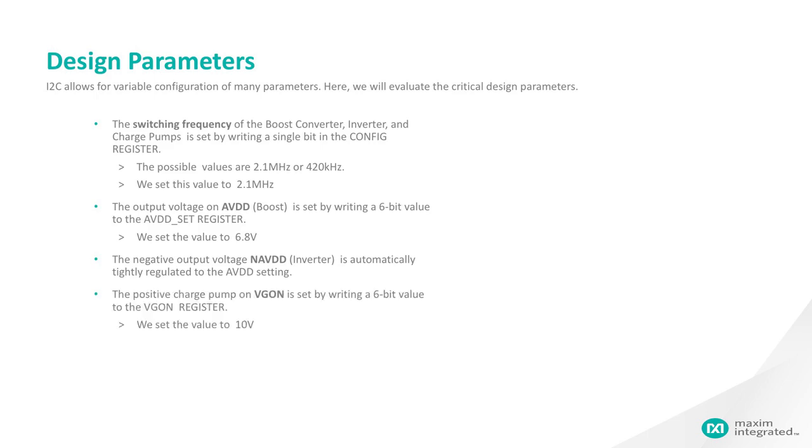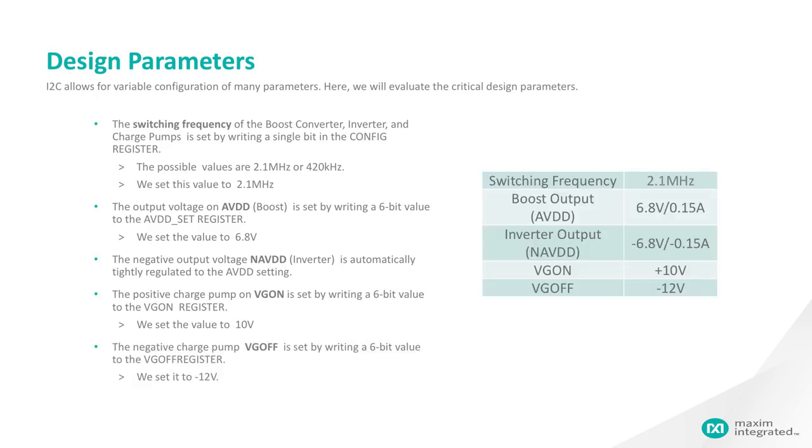The positive charge pump VG on is set by writing a 6-bit value to the VG on register. We set the value to 10 volts. And the negative charge pump, VG off, is set by writing a 6-bit value to the VG off register setting. We set it to minus 12 volts.